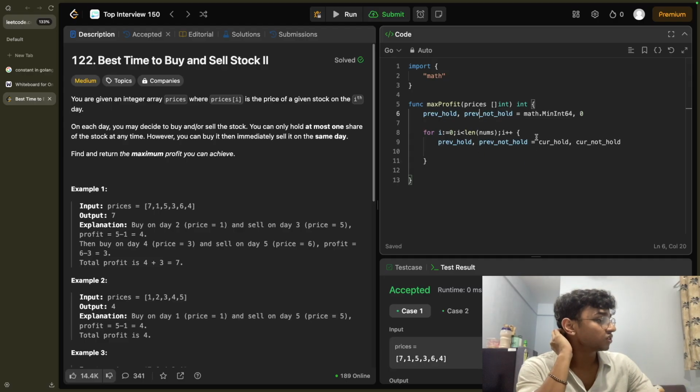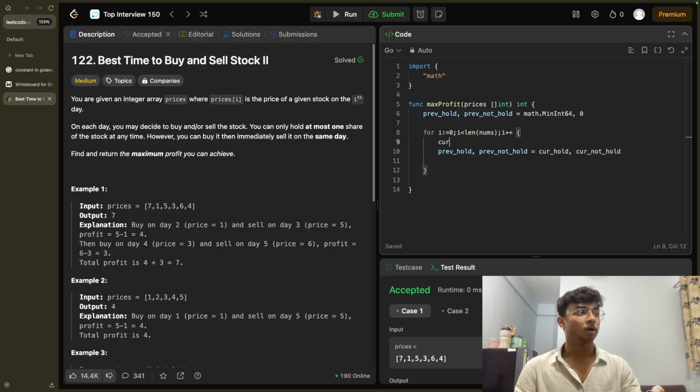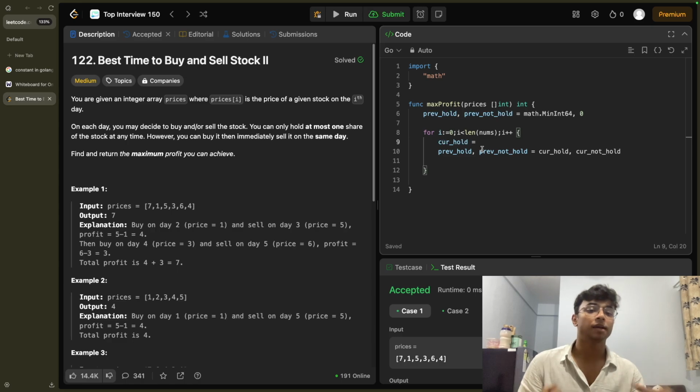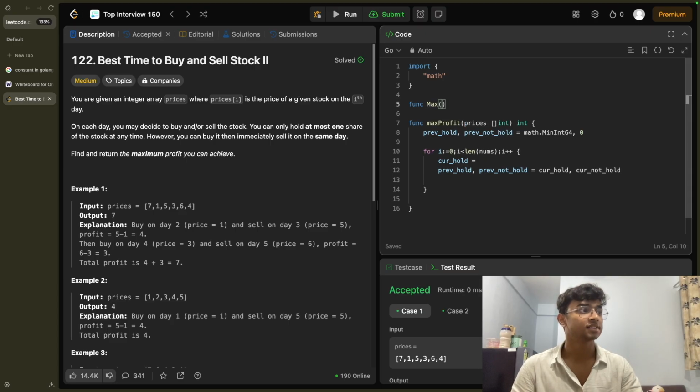So we'll store the current hold and current not hold values in our previous hold. But before doing that, we want to actually see what is our current hold and current not hold, and we'll get them using the conditions that we just discussed. So before doing that, we actually want to keep the maximum value. So for that, let's define another function which is going to store the maximum value for us. So let's define a function max, which is going to take in two values. So value 1 and value 2, which are both going to be integers in this case.